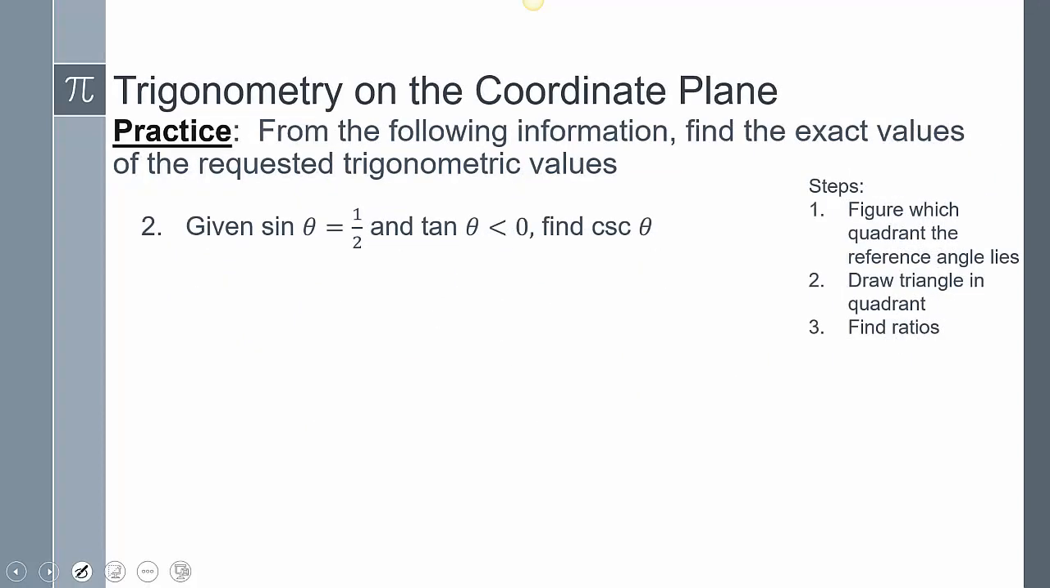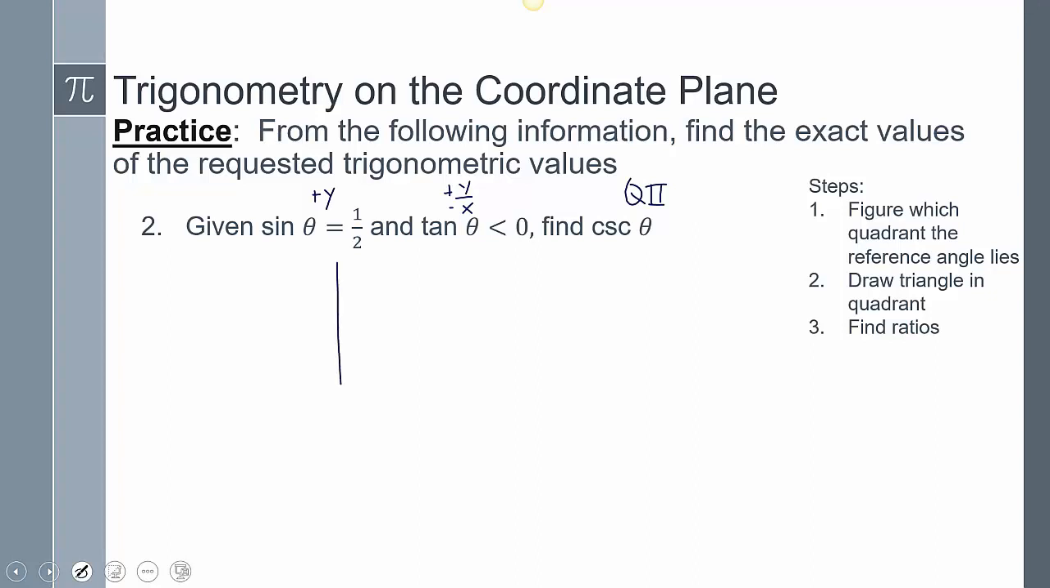Let's look at one more. So the first thing I need to do is figure out what quadrant the reference angle is going to be in. Well, I know that my sine value is positive, so my y value is going to be positive. My tangent, it's y over x, has to be negative. Well, if my y value has to be positive, my x has to be negative. So I know that that's going to be quadrant number 2.